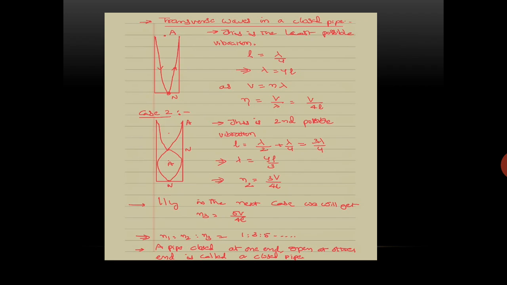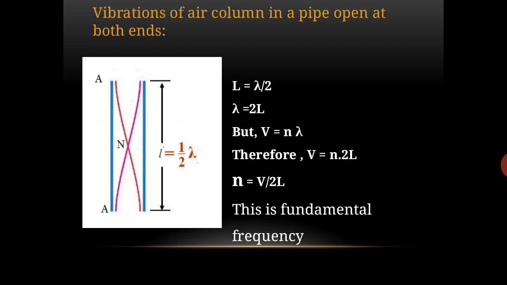Now see, the transverse wave in a closed pipe, what will happen? In the simplest way, what I have explained earlier is given here, so you can refer to this. N1 is to N2 is to N3 is given by 1 is to 3 is to 5. A pipe closed at one end and open at the other end is called a closed pipe. In this, the odd harmonics are present as overtones. So this is the simplest way.